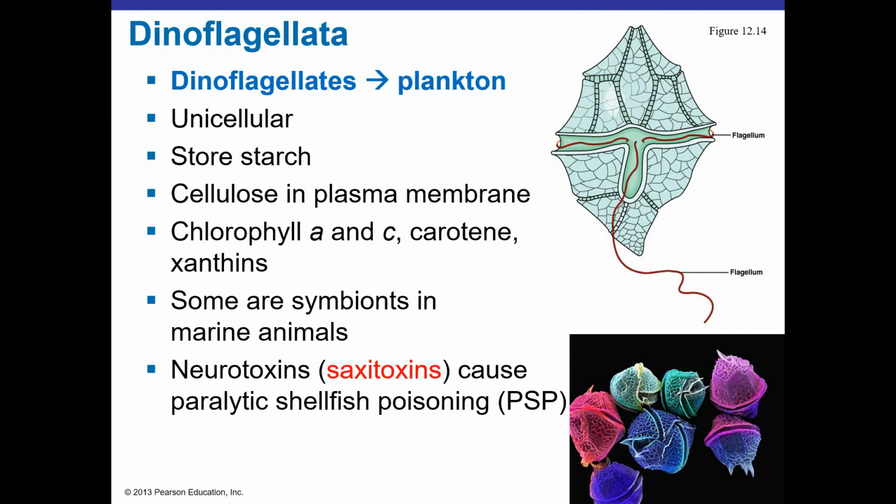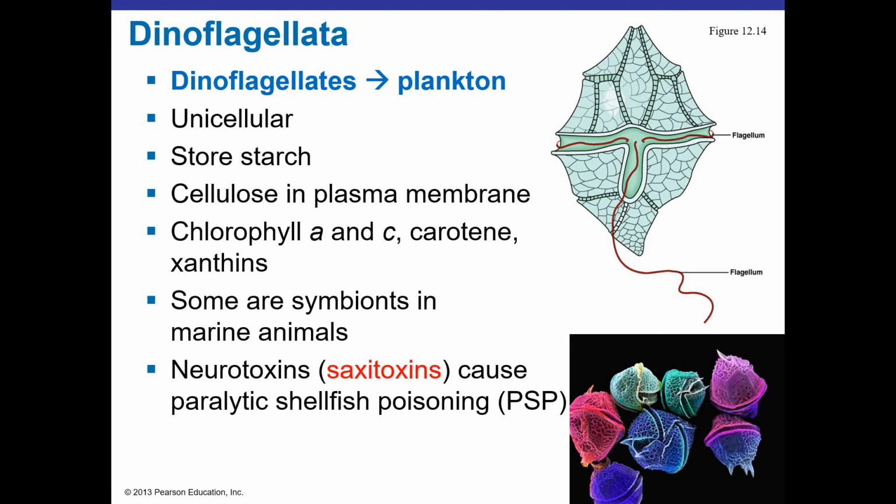The dinoflagellates kind of look like a little space module. These are commonly what we refer to as plankton, so it's the base of the food chain in our oceans. They have a transverse flagellum running around the middle, and then another flagellum that's kind of like a tail. They also store their glucose as starch. They have cellulose in their plasma membrane, and again, chlorophyll, but in the form of A and C, carotenes, xanthins.